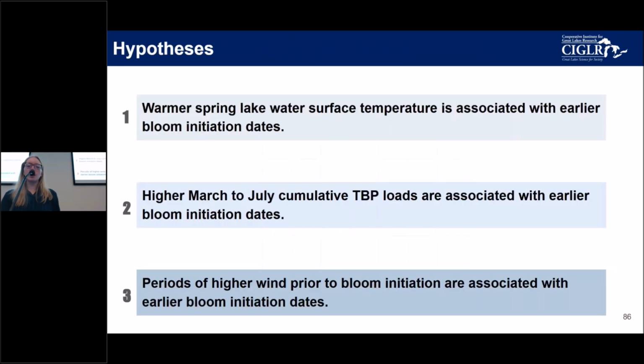So let's go over our hypotheses again. We weren't able to really make any strong determinations regarding lake water surface temperature. And then the March through July cumulative TBP loads, we were not able to find a succinct relationship with, but it was interesting that looking at the total phosphorus load, the 50% delivery from the Maumee River, we're able to see that the later that 50% is delivered, the later the bloom typically occurs. And that periods of higher wind prior to the bloom initiation were indeed associated with an earlier bloom initiation date. Of course, this is a very small data set, so nothing entirely certain.